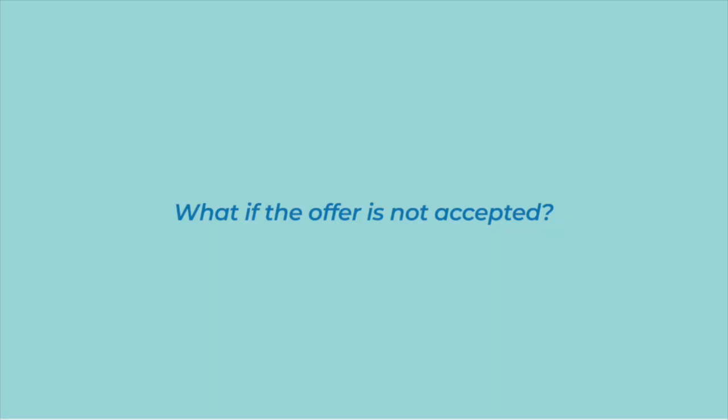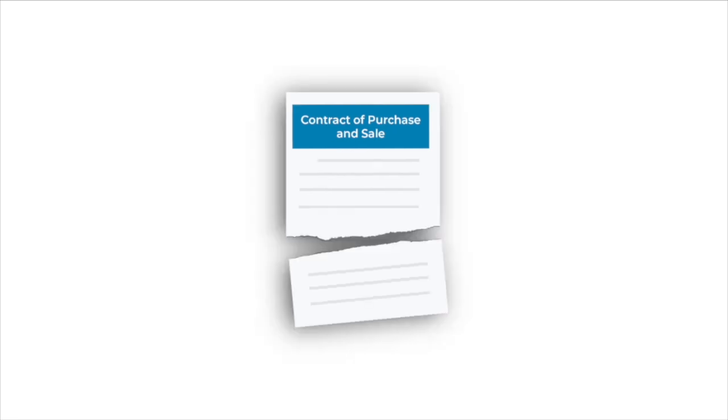What if the offer is not accepted? During negotiations, a party may not agree to all of the terms presented to them in an offer. In this case, that party may choose to propose altered terms and present a counteroffer back to the other party. The parties may continue to exchange counteroffers until they either reach an agreement or the offer is withdrawn or expires. If the parties do not reach an agreement, or the offer is withdrawn or expires, no contract will be formed and neither party will have any obligations to the other under the offer.